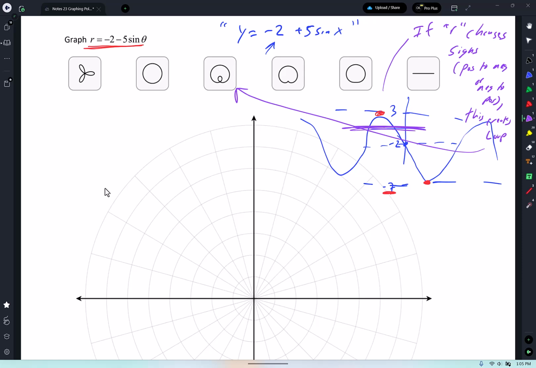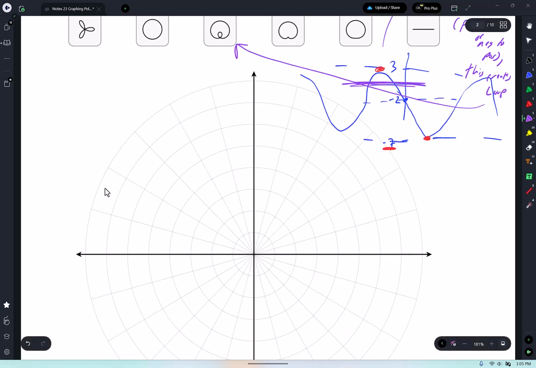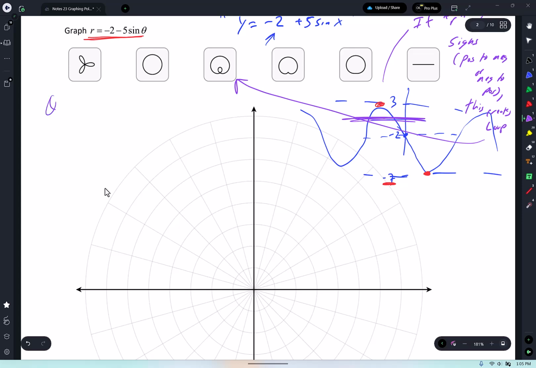I'm going to do my best to graph this. Notice it's sine theta, so it's going to be symmetric on the y-axis. Let's see. I'm going to say theta, and I'm going to say r. I'm going to go really slow. If theta is 0, sine of 0 is 0, I get -2. So let's plot that one first. 0 is the positive x-axis, -2. 1, 2, points.